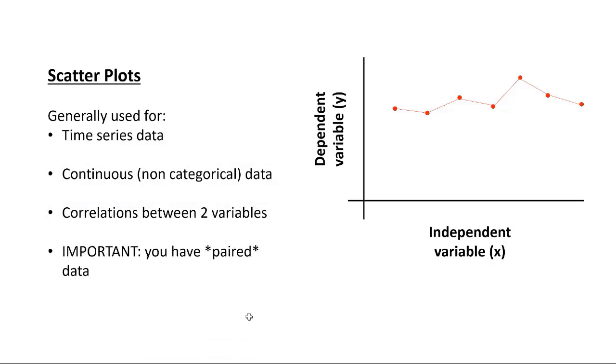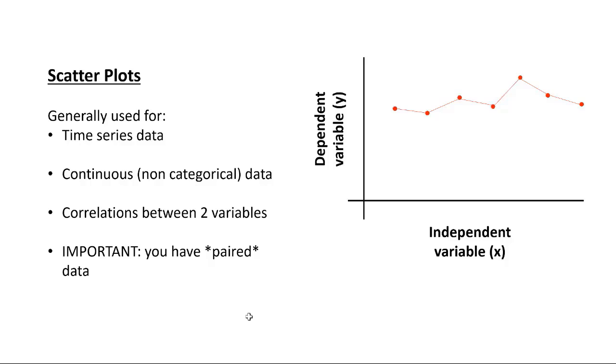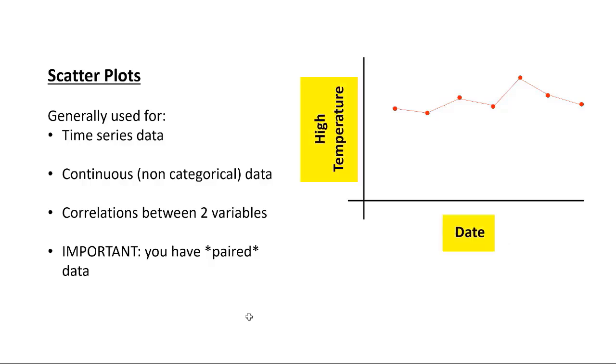The important thing about scatter plots is that you have paired data. So in this example up here, each one of these markers represents a pair of independent variable value and dependent variable value. So the data is paired. An example of this would be high temperature as a function of the date. Each of those dates has a high temperature, and so we have paired data.